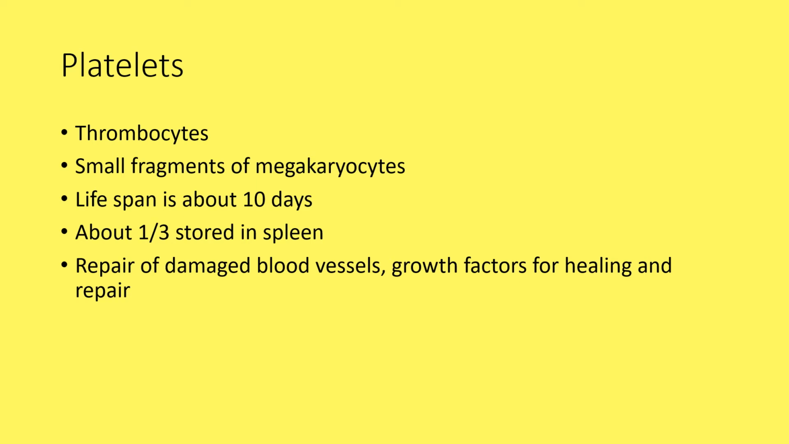When platelets are formed, about a third of them are stored in the spleen, so they can be released from there whenever there's injury, because they're involved with helping to repair damaged vessels. They also release growth factors for healing and repair. So if you have a damaged blood vessel, the platelets in the blood will help with the repair, but a chemical signal is also released to release a lot of those stored platelets from the spleen, like, hey guys, we need backup here, come help us.